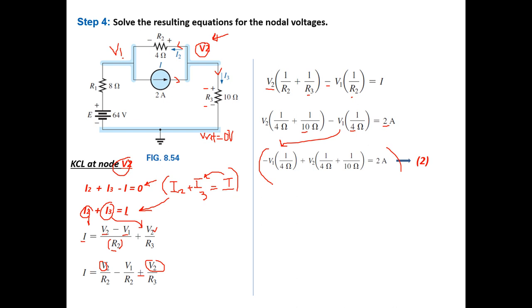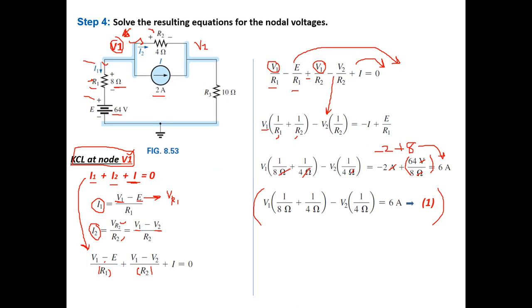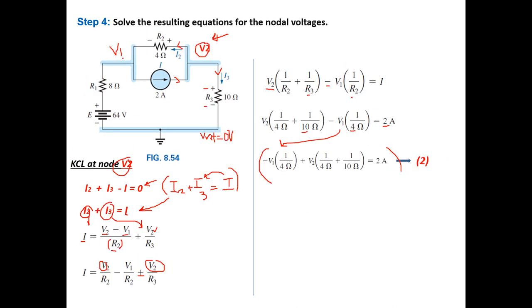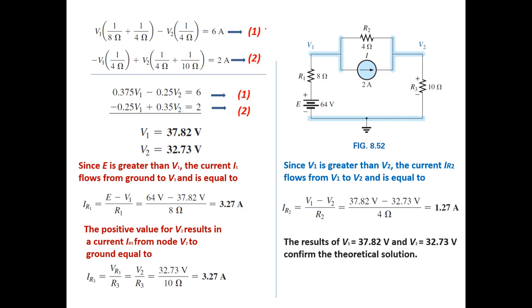Now I will have two equations, we're already having equation number 1, and this time we have equation number 2. So equation number 1 from node 1, equation number 2 from node 2. Now I need to solve these two equations, equations 1 and 2, to find the value of the nodal voltages V1 and V2. Use your calculator, add 1 over 8 plus 1 over 4, you will get 0.375, and again 1 over 4, which is 0.25.